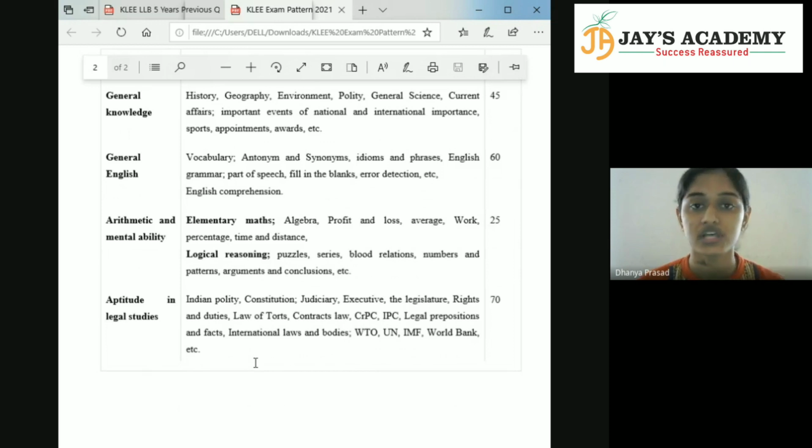What constitutes a legal or a valid contract? Then what are the void contracts? What are voidable contracts? There's fraud, coercion, undue influence, all of these things. Then discharge of contract, breach of contract. These are some of the concepts that you need to be familiar with. Right? Now coming to CRPC and IPC.